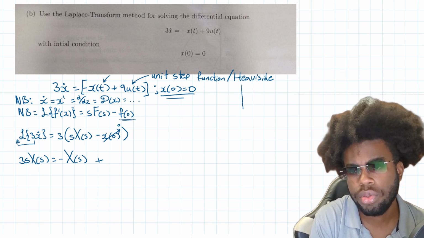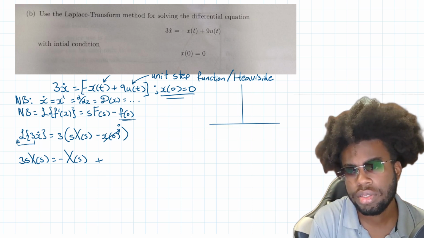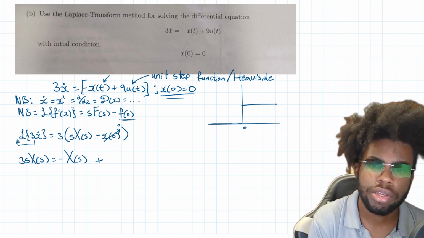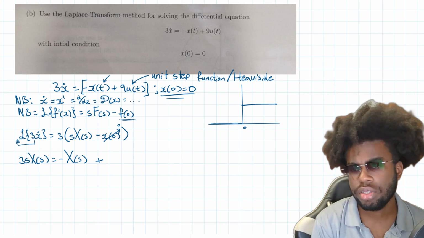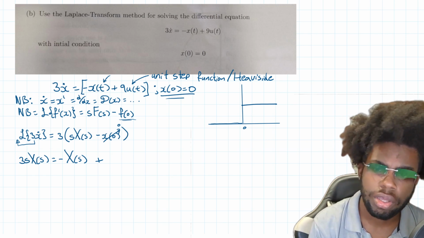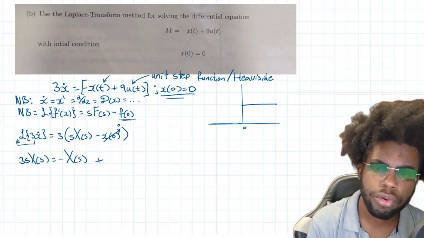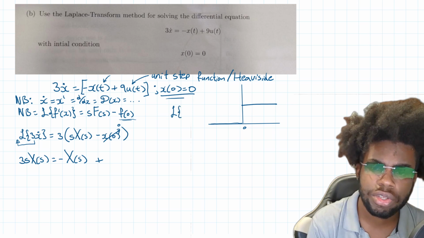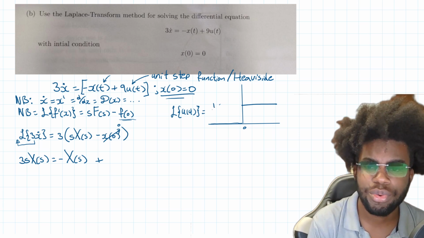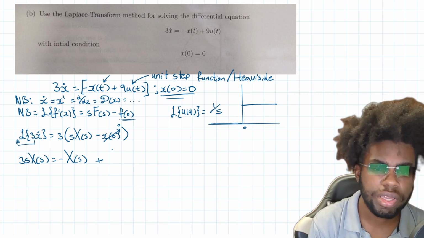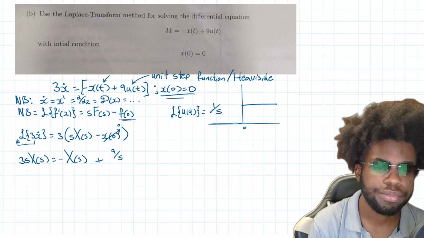And of course, we know that it looks like this, where we have 0 there, and then it extends like that. I should probably derive the Laplace transform of this function in another video, but for now, we'll just know that the Laplace transform of this unit step function, u of t, is equal to 1 over s. Therefore, we can make this equal to 9 over s.